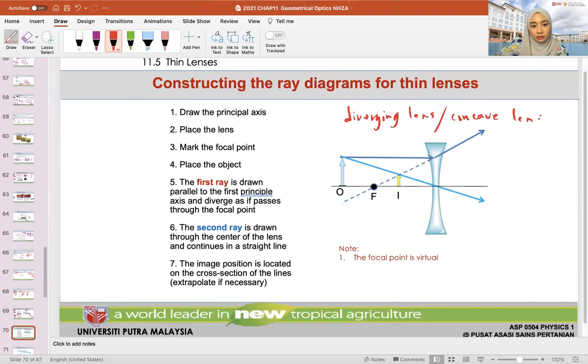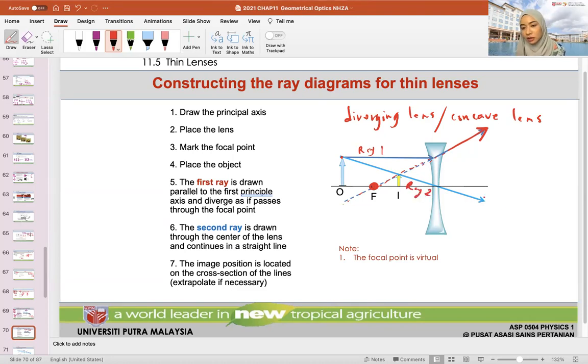Okay, so here you have your object. We start from the top. Ray number one, parallel to the principal axis, goes as if it's coming from the focal point, but it is diverged. The focal point is the same place as the object. This is diverging.